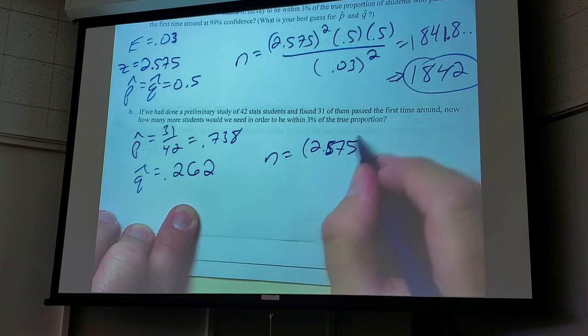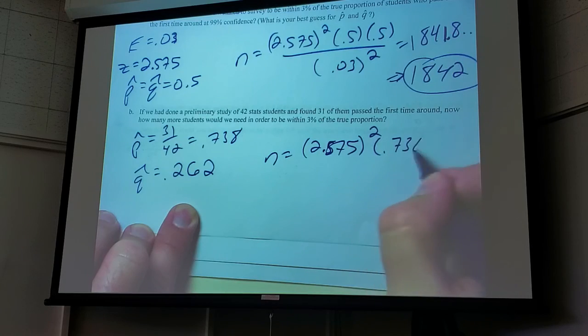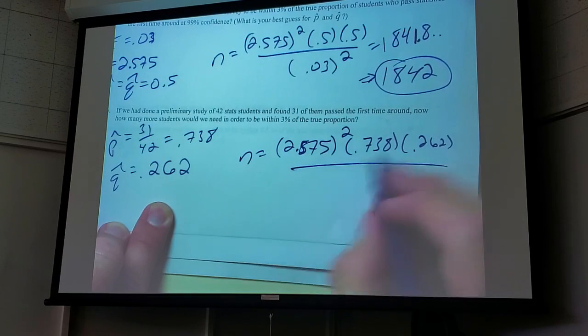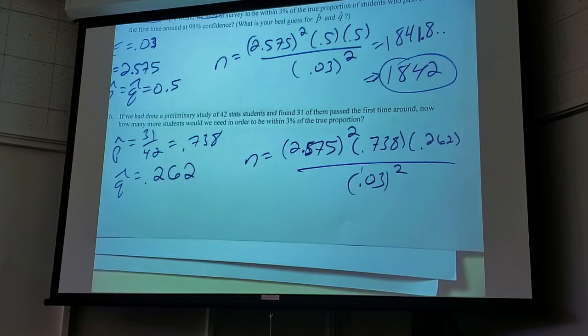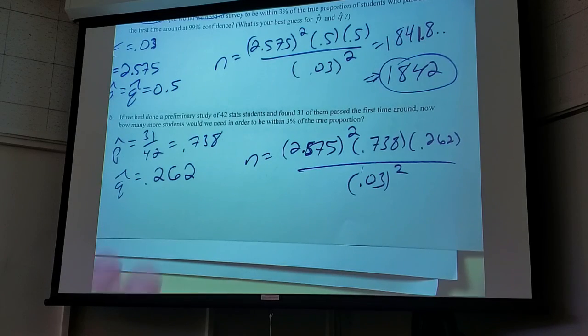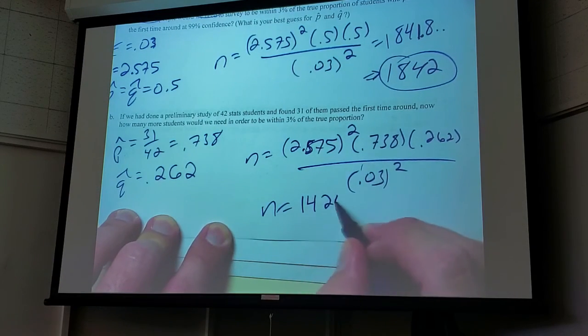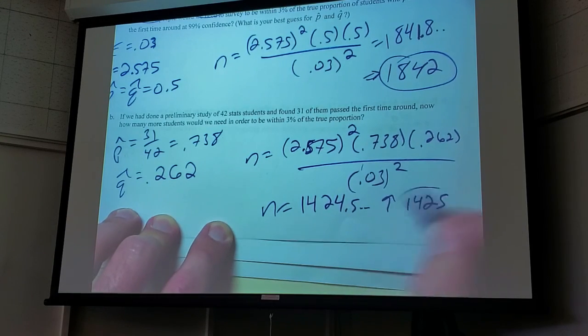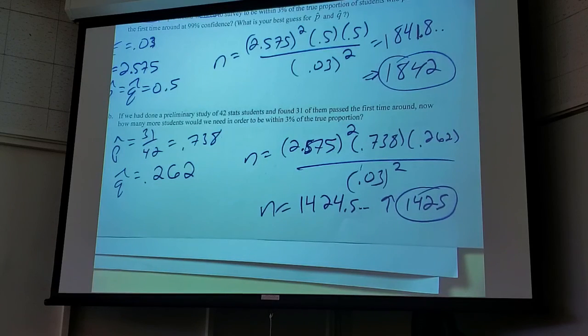Holy crap. This time I get 1424 point stuff. So we need over 400 fewer people. That kind of is a big difference. Still kind of a lot though.